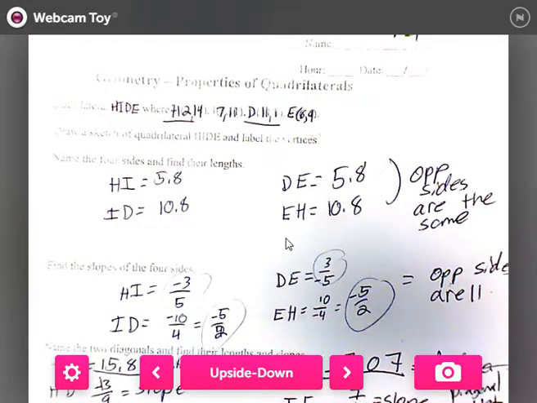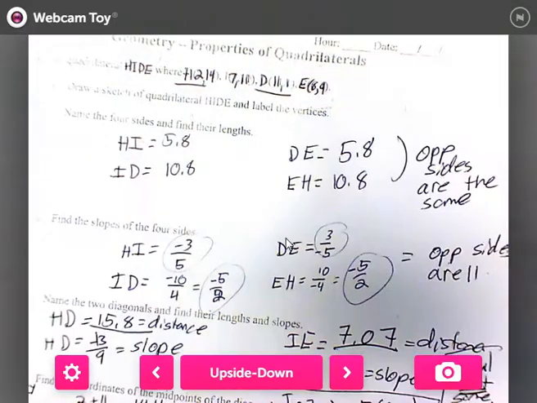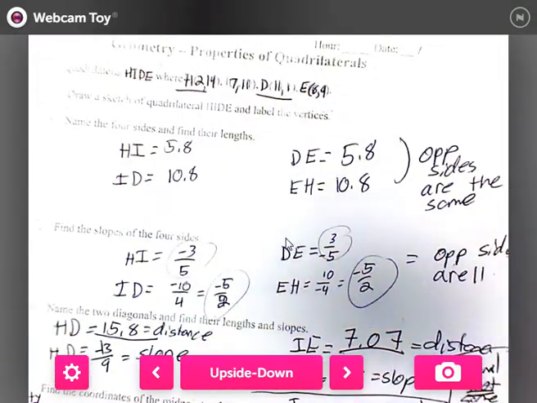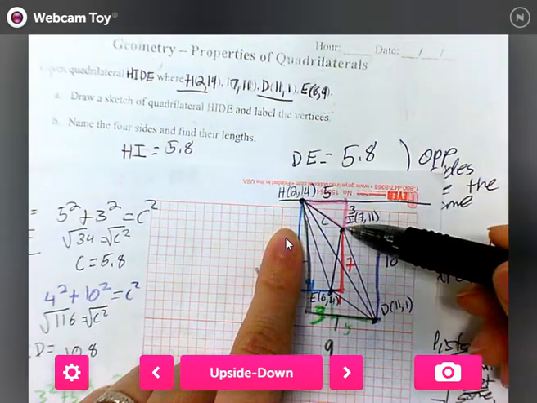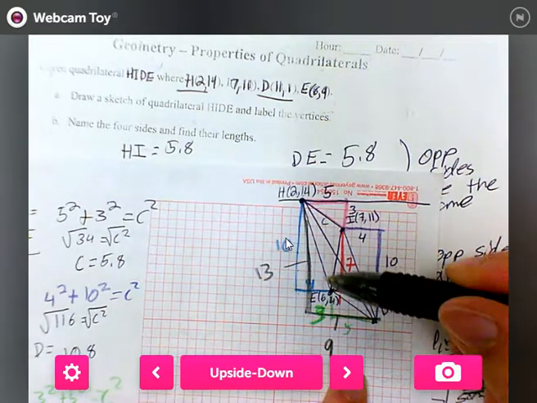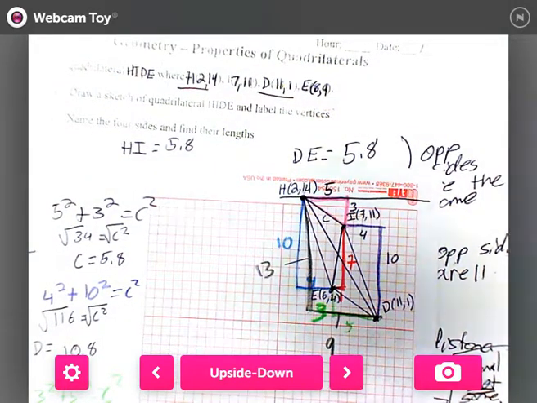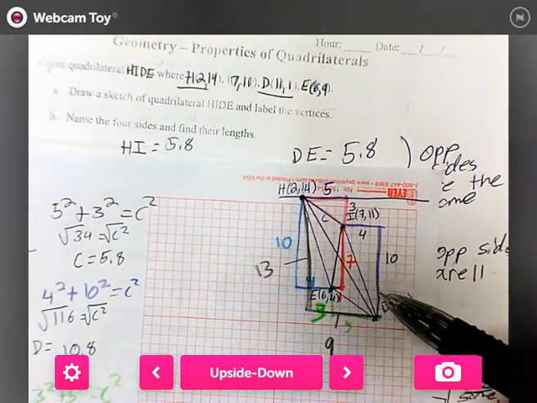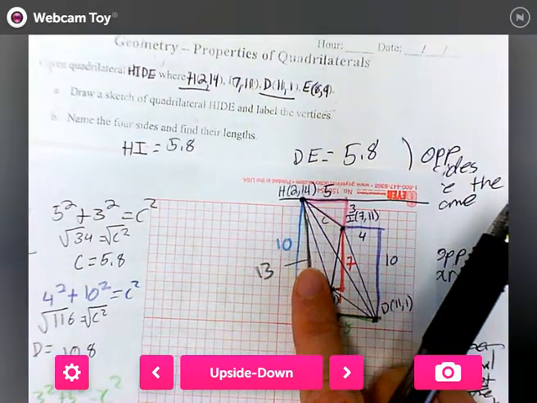So we are looking at number 1 right here and how we found these. I want to start with, we graphed on our handy dandy graph paper the points 2, 14, 7, 11, 11, 1, and 6, 4. I know it looks all crazy on there because we have all these triangles around the outside. Using these triangles, we used the Pythagorean theorem.